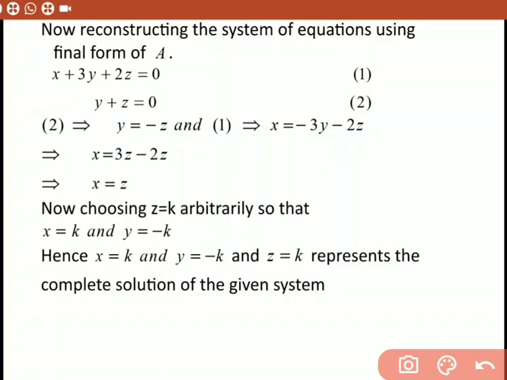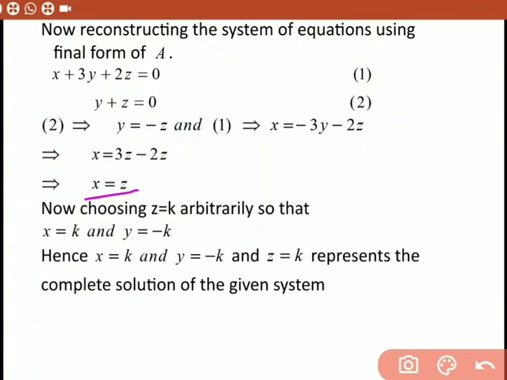Here we cannot get the solution directly, you have to choose one value for any one variable. Let us choose z equal to k arbitrarily, because y is in terms of z, and x is also in terms of z. Then z is equal to k, so x is equal to z; put z equal to k and you will get x is equal to k.